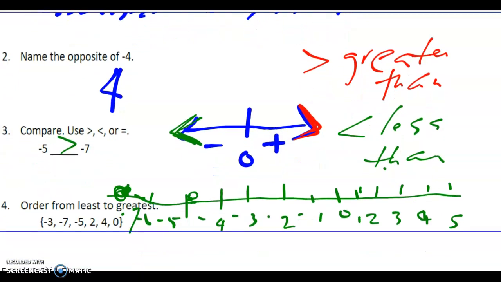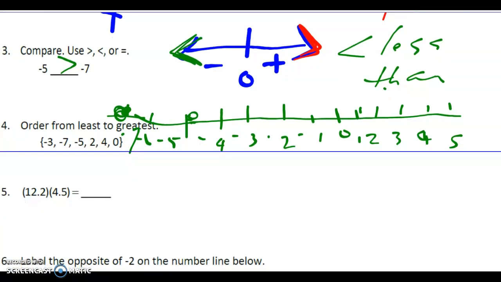If I use that same number line for number 4, where they ask me to order from least to greatest, I always recommend that you fill in your number line first and then list your responses. So if I plot these points, I have -3, -7, -5, +2, +4, and 0. Since they want me to go from least to greatest, that means I will be listing my numbers going to the right.